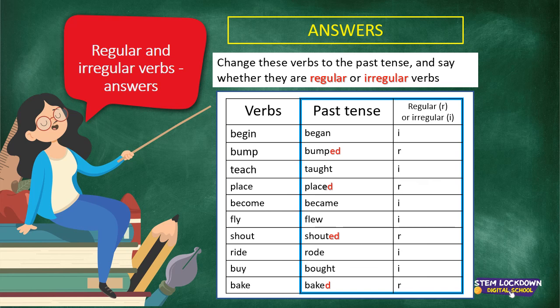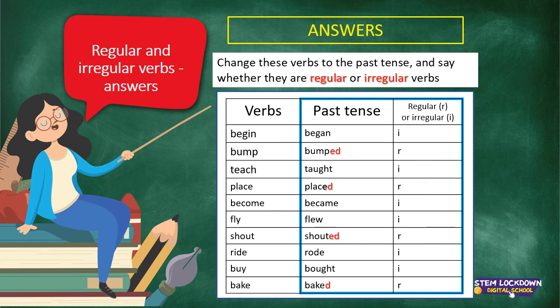Ready? Begin, began, irregular. Bump, bumped, regular. Teach, taught, irregular. Place, placed, regular. Become, became, irregular. Fly, flew, irregular. Shout, shouted, regular. Ride, rode, irregular. Buy, bought, irregular. Bake, baked, regular.